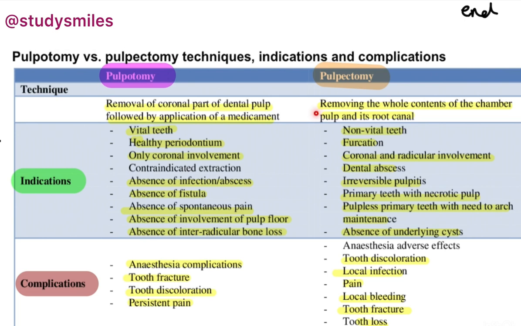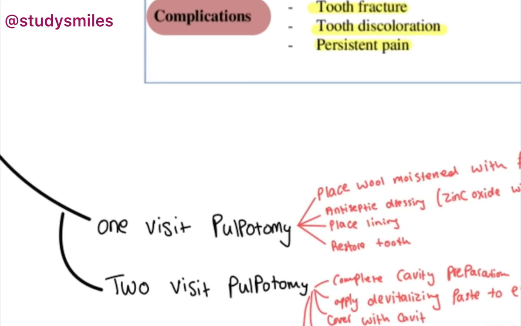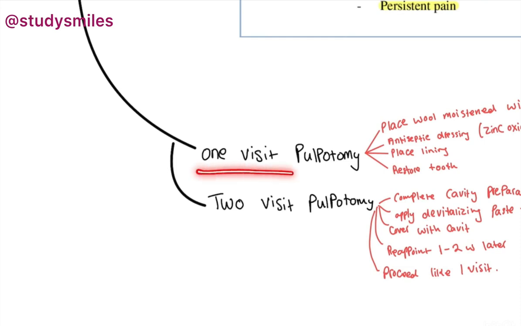Now with pulpectomy, we remove the whole contents of the chamber, which is basically endodontics. Indications are non-vital teeth, furcations, coronal and radicular involvement, and so on. You can see it's all listed here. And with complications, we have these here. It's kind of the same complications as pulpotomy, with some extra. Okay? Now, there are two types of pulpotomies.